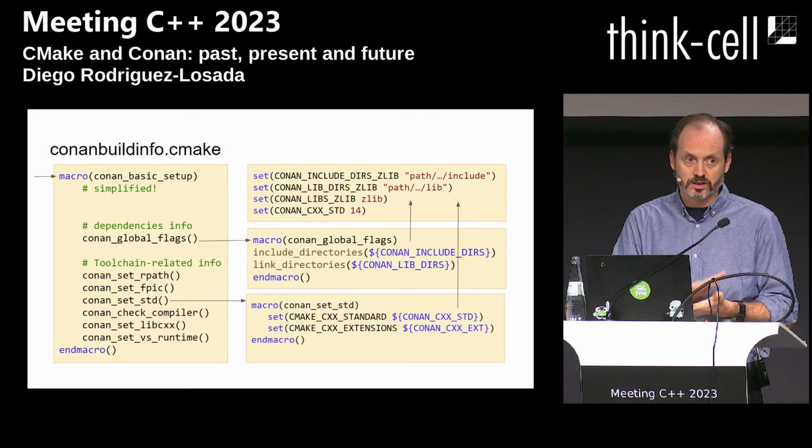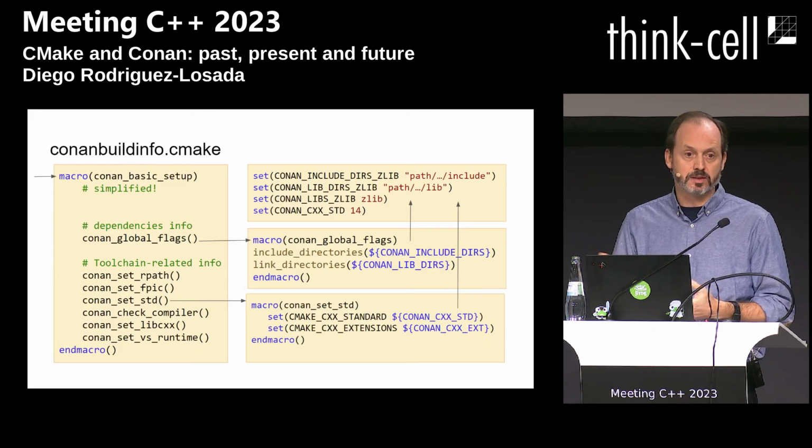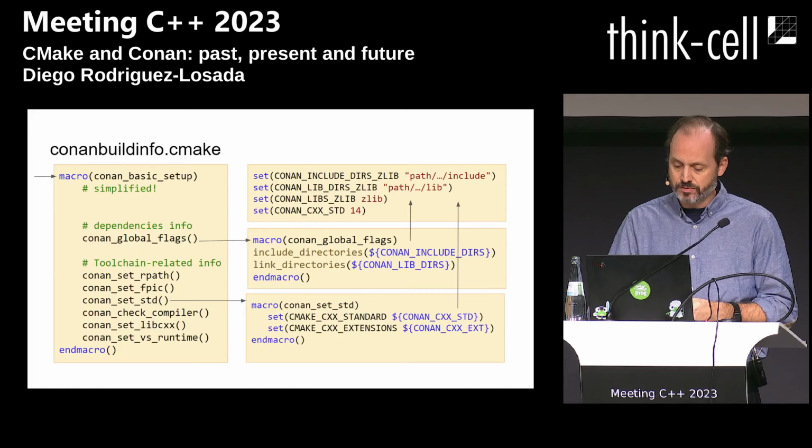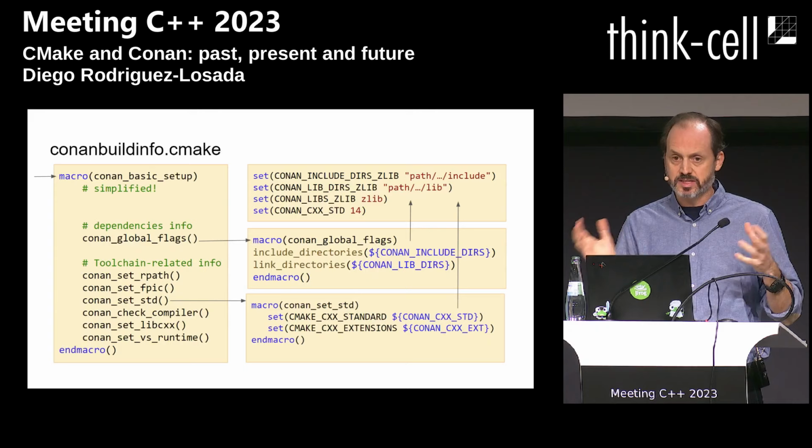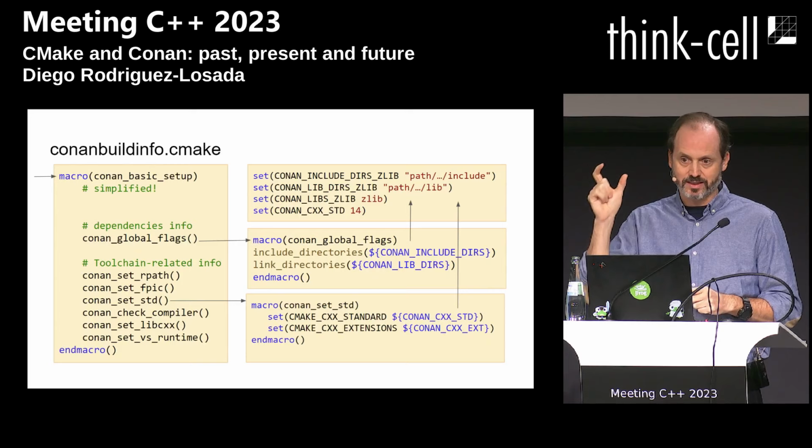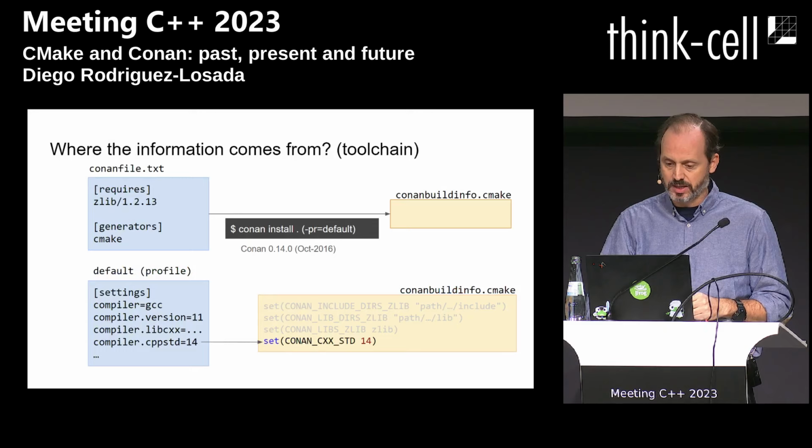The other part of the conan_basic_setup was focused on the toolchain. In this case, on the compiler, things like that. For example, setting up the C++ standard for our application. And again, it was getting the information from there and activating something like CMAKE_CXX_STANDARD. This is a bit simplified, because back in 2015, this was not a standard. So you had to set the CMAKE_CXX_FLAGS manually for these things. But more or less, you get the idea.